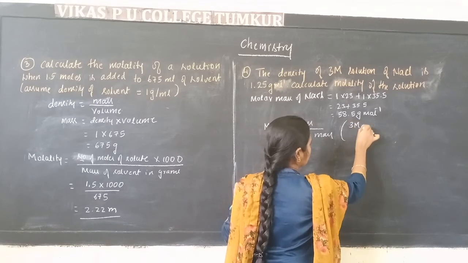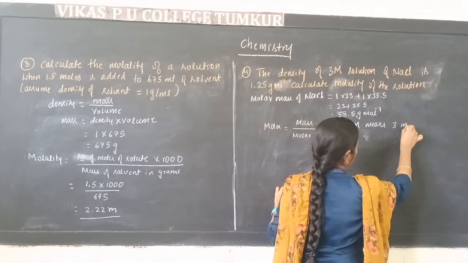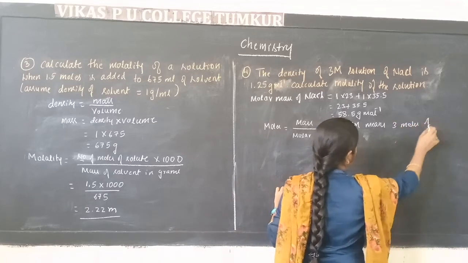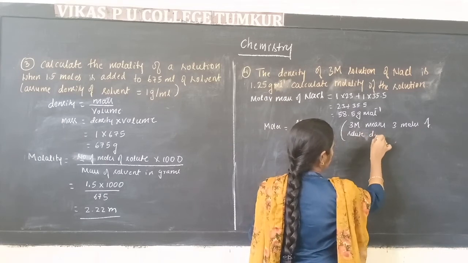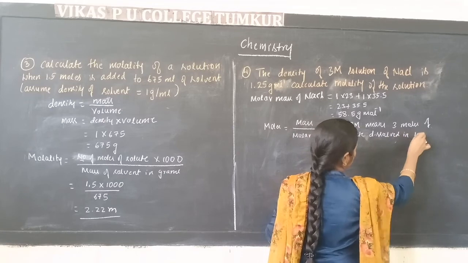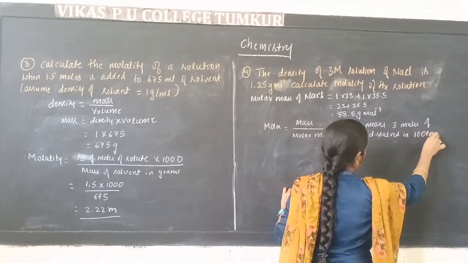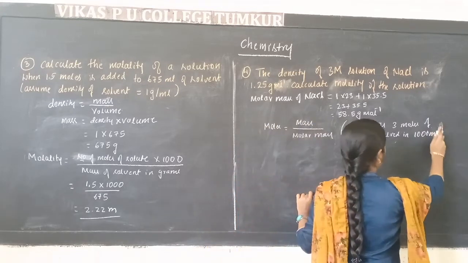If you want, you can write that 3 molar means 3 moles of solute dissolved in 1000 ml of water. This we call as 3 molar.